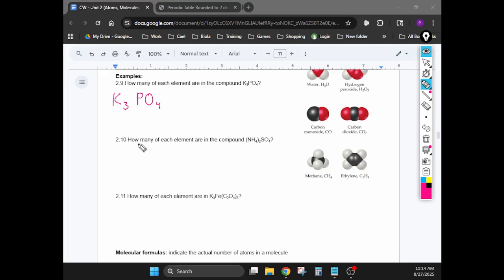K3PO4. Just remember the number behind the element tells you how many of each element there is in that molecule. So how many potassiums are in this molecule? 3. So there's 3 potassiums. How many phosphorus? 1. And how many oxygens? 4. Perfect. That's it. So K3PO4 is made out of 3 potassiums, 1 phosphorus, and 4 oxygen. If there's no number, it means that it's 1.